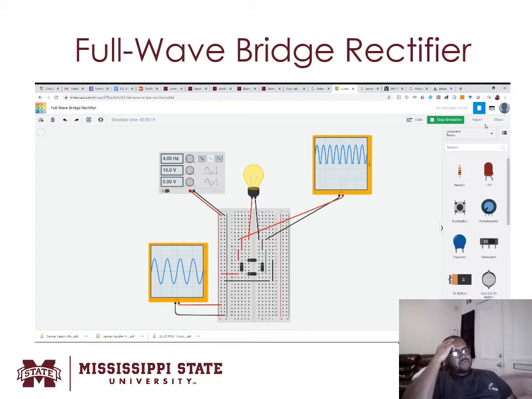This full wave bridge rectifier allows me to take advantage of the full sinusoidal wave, okay? I'm able to change this from AC to DC current.